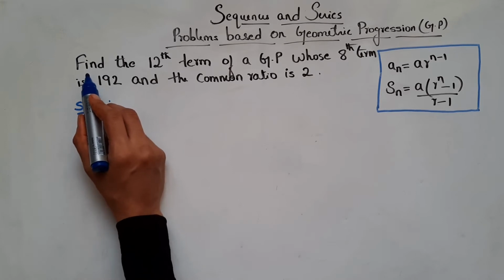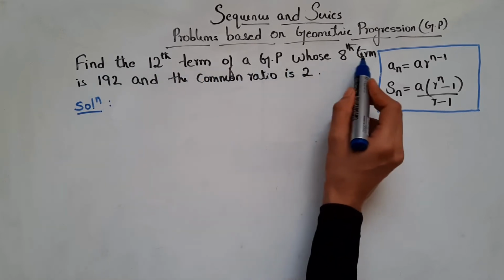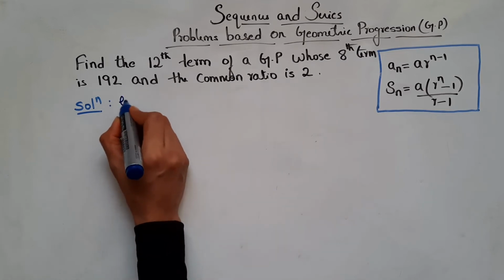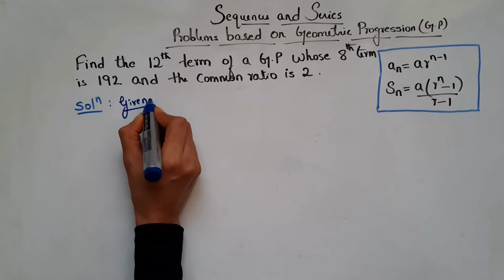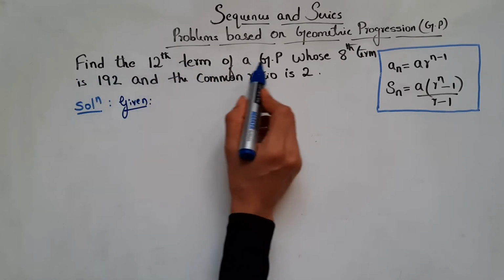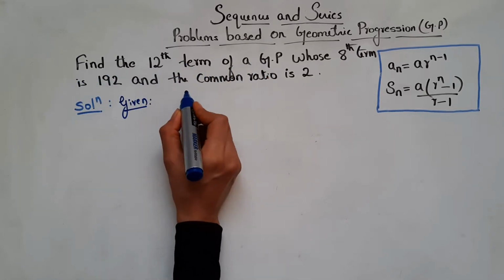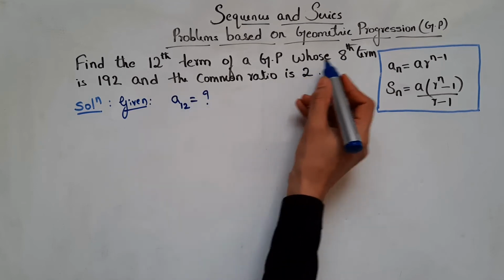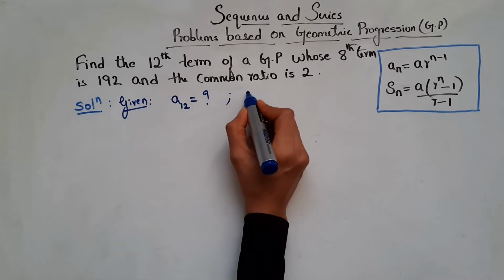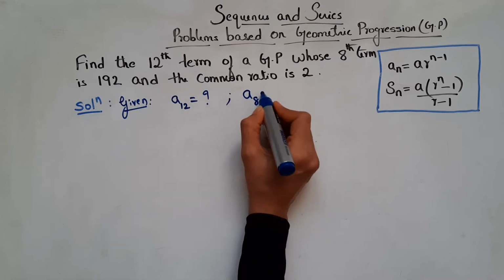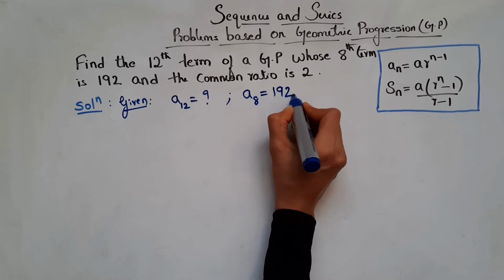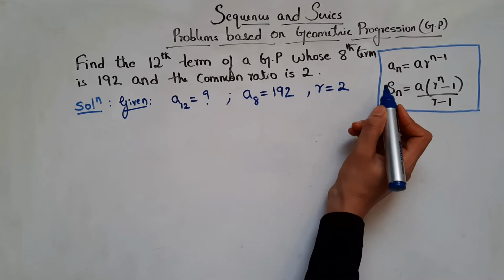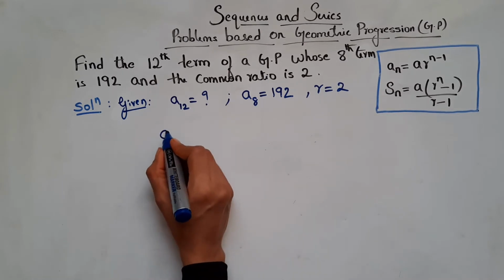Here it says find the 12th term of a GP whose 8th term is 192 and the common ratio is 2. So first let's write what is given. We have to find the 12th term, which means a12. Whose 8th term is 192, so a8 is 192. And the common ratio is 2, which means r = 2. So here we have to find a12.